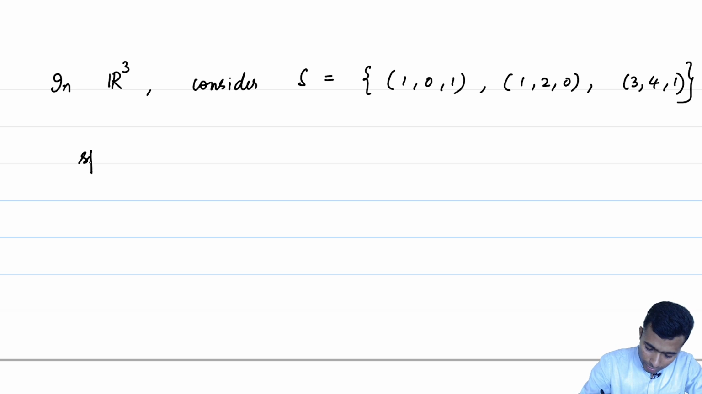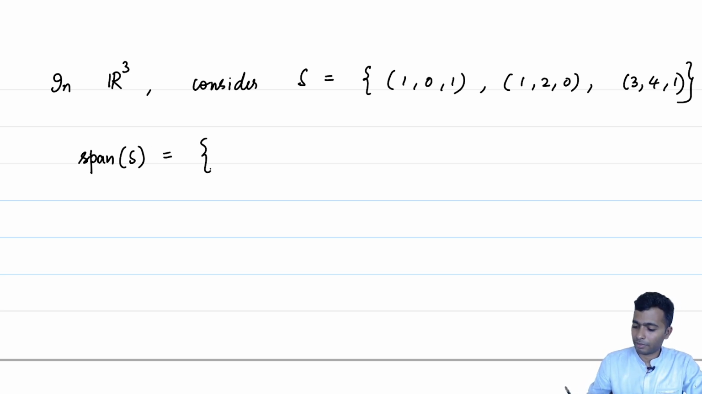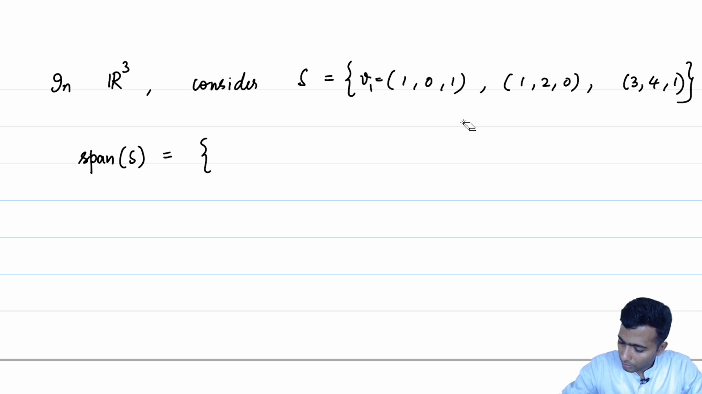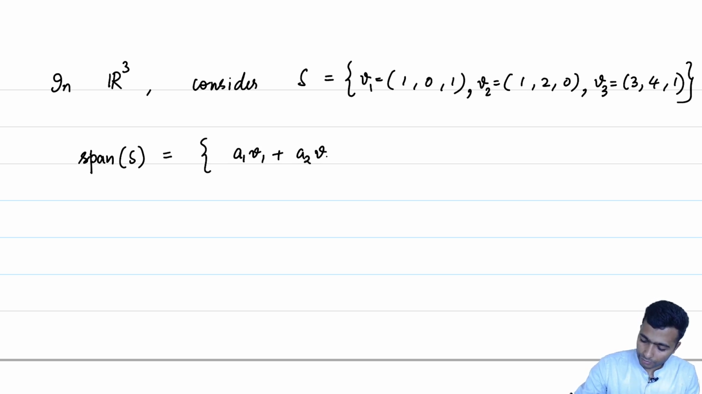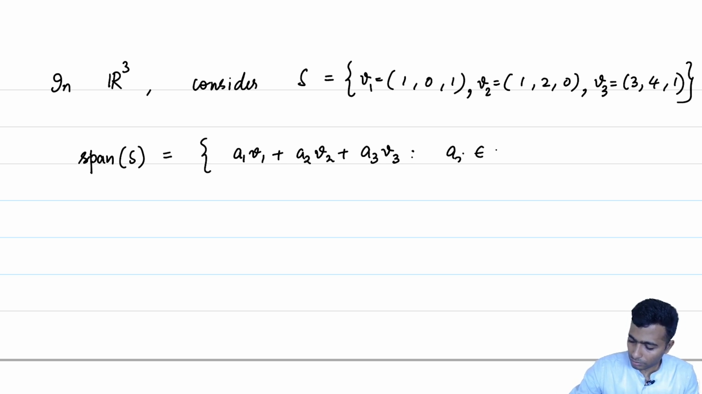So, if you recall, the span of S, by definition we have already defined it, is the collection of all linear combinations. Okay, so let me give a few names to this. Let us call it V1, let us call this V2, and let us call this V3. So, span of S is just going to be A1 V1 plus A2 V2 plus A3 V3, where the Ai belong to the field of scalars, or in our case real numbers.